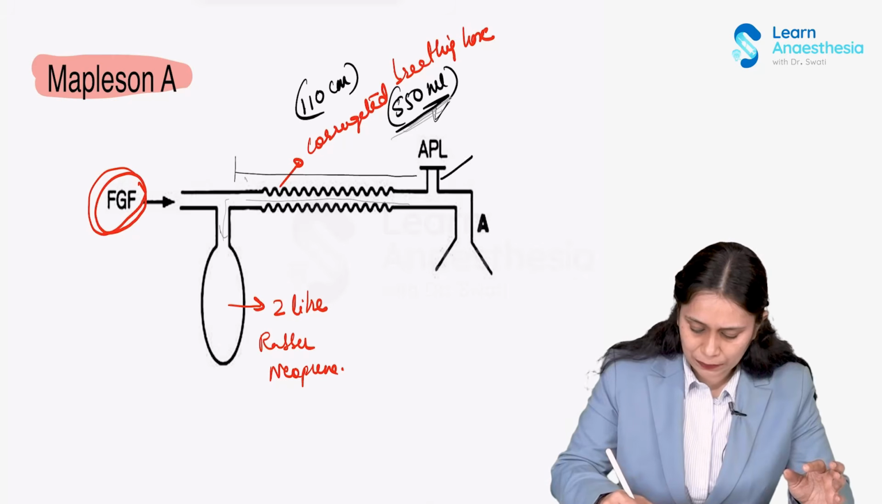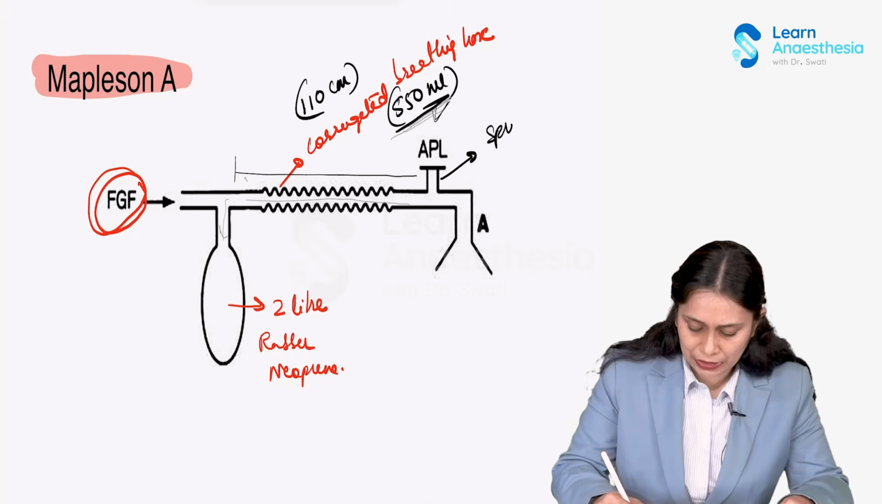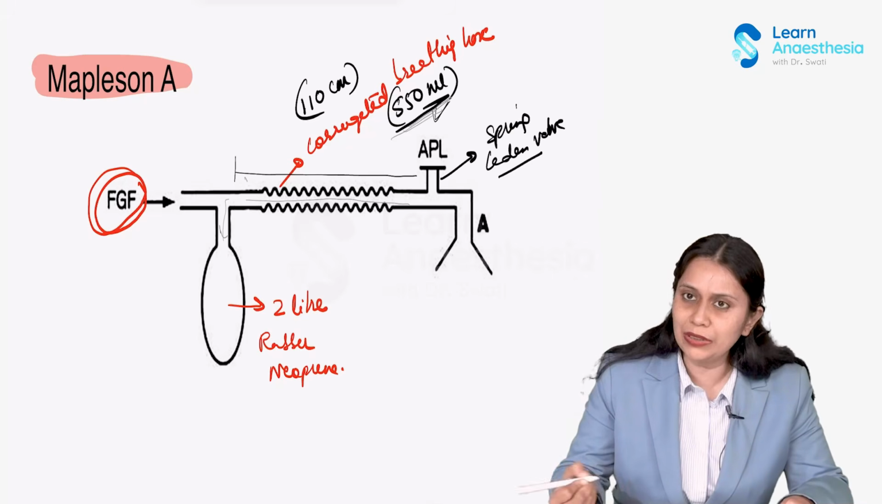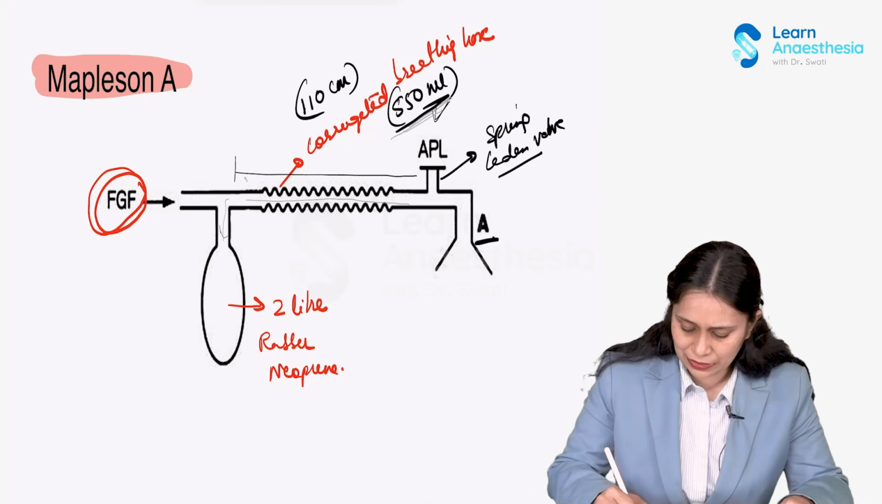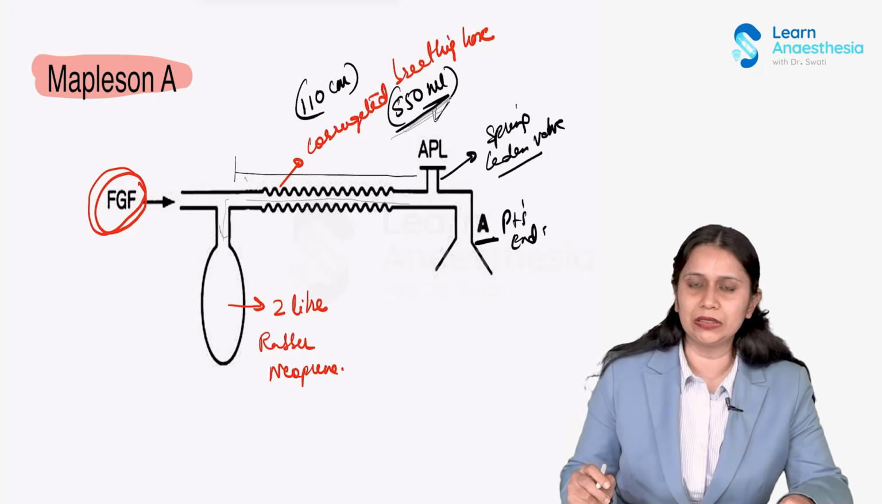Then it has an APL valve. This is a spring-loaded valve, which is used to vent out the expiratory gas, and this is the patient's end. Okay, so this is the Mapleson A circuit.